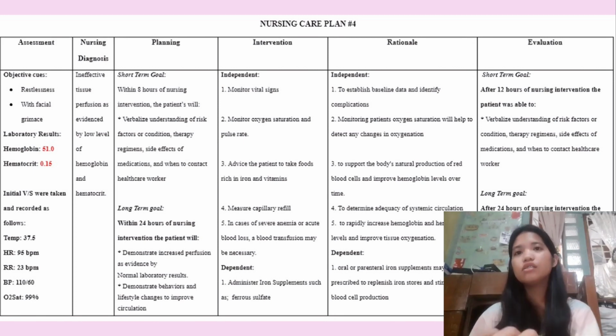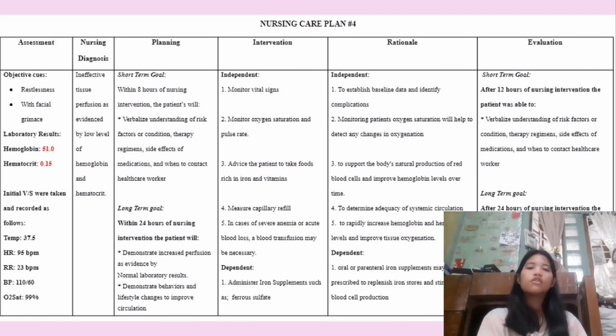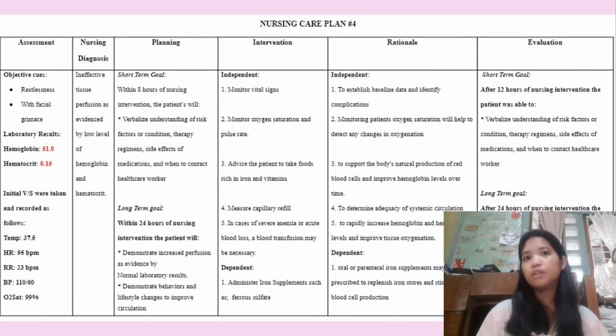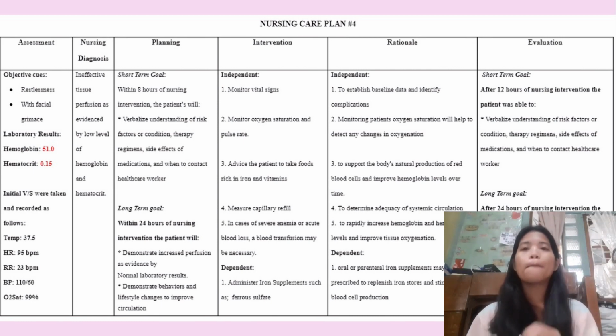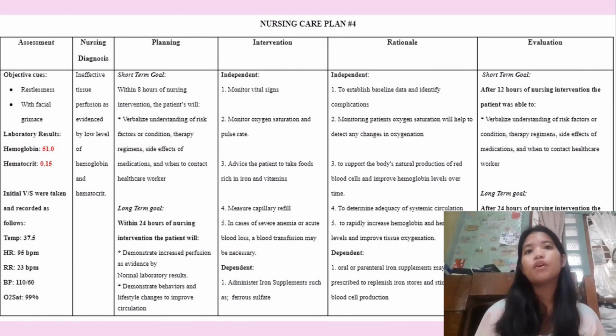For the interventions, for the independent intervention, first is monitor vital signs. This is to establish baseline data and identify complications, and it is important to monitor oxygen saturation and pulse rate, because monitoring patients with oxygen saturation will help to detect any changes in the oxygenation of the patient. So advise the patient to take foods rich in iron and vitamins, to support the body's natural production of red blood cells and improve hemoglobin levels over time.